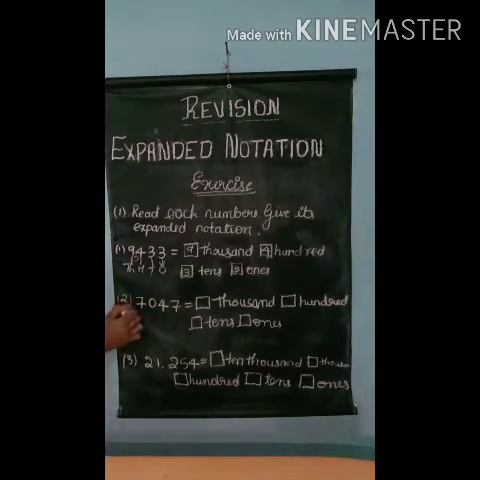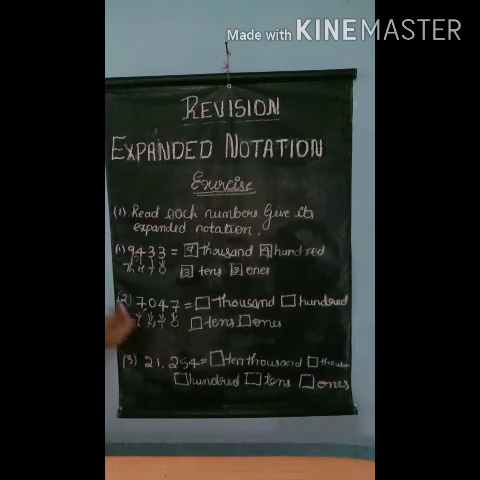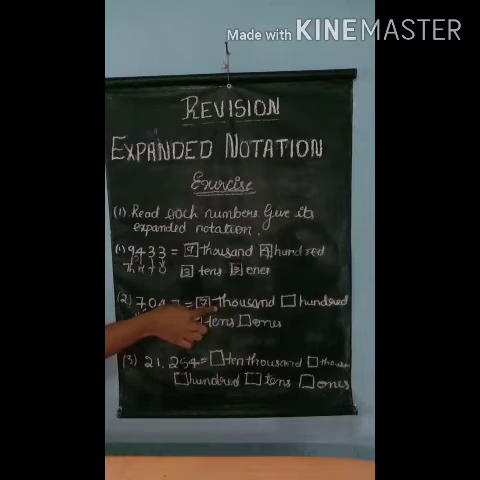So second one is 7047. So here ones, 7 in which place here? Ones place, then tens place, then 100 place, then 1000 place. First we label the place values: ones, tens, 100 and 1000. So 7 in which place here? 1000 place. So 7 multiplied by 1000.